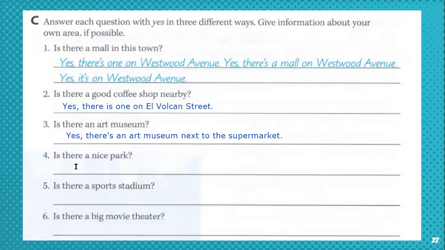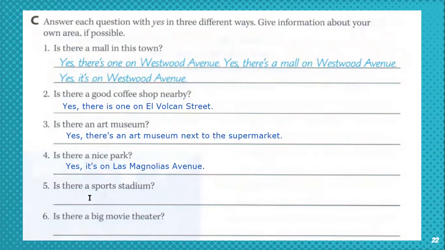Next one, is there an ice park? We answer yes. It is, or it's, if you want, it's on Las Magnolias Avenue. And we use the three ways of answering, but in that case, we only write one because the space that we have is not enough. So yes, there is one. Yes, there's an. Yes, it's.